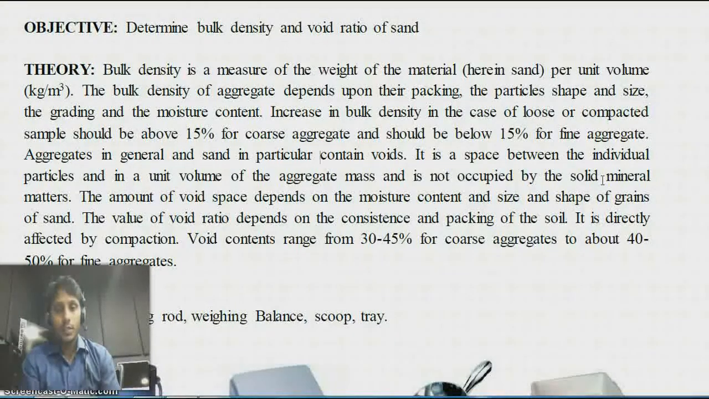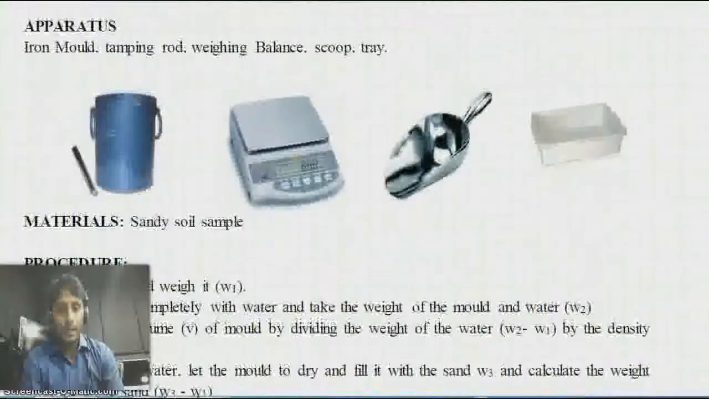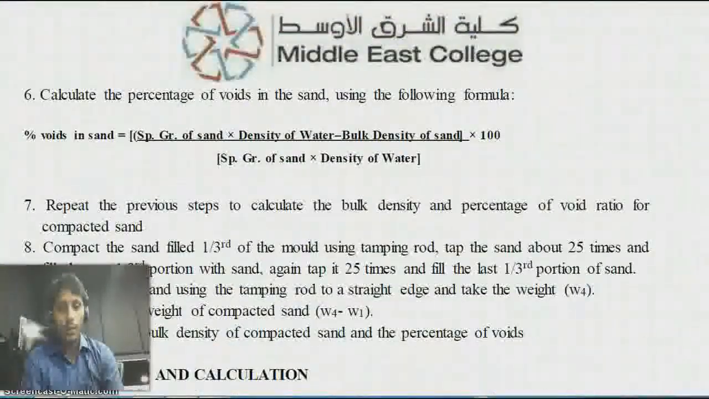The value of void ratio depends on the consistency and packing of the soil. It is directly affected by compaction. If you compact the sample, the voids will reduce. Void content ranges from 30 to 45 percent for coarse aggregate and about 40 to 50 percent for fine aggregate. This is the theory for this experiment. The increase in bulk density should not be more than 15% for fine aggregate. You remember this, as everything I have explained is in the video which you are going to see.